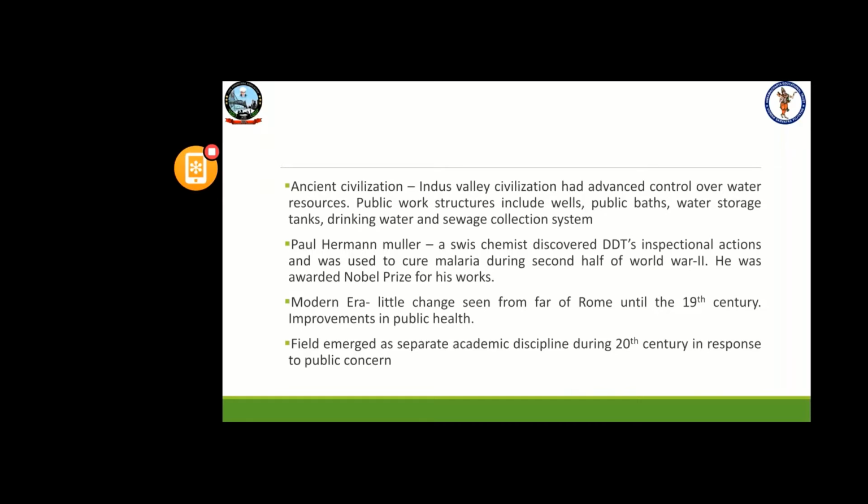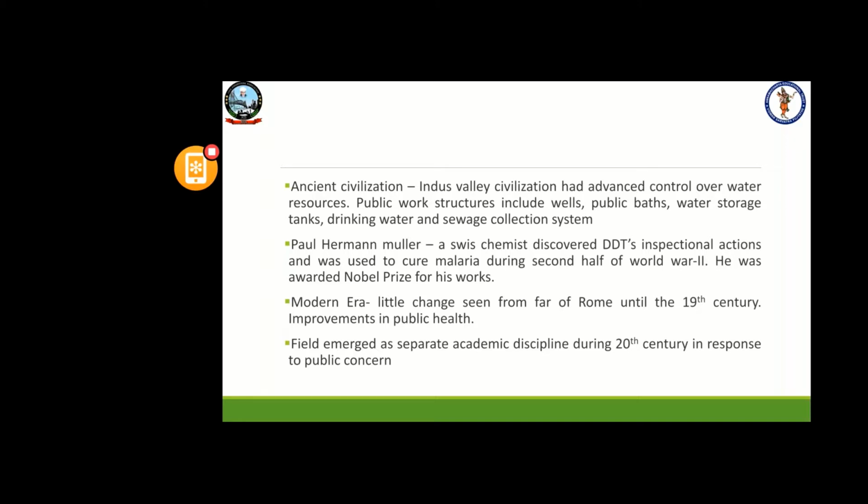The real rise of environmental engineering in the modern era started with a famous scientist, a Swiss chemist, who discovered DDT, the innovation for controlling malaria during the second half of World War II. He was awarded the Nobel Prize for his work. This started a revolution in the environmental engineering field.